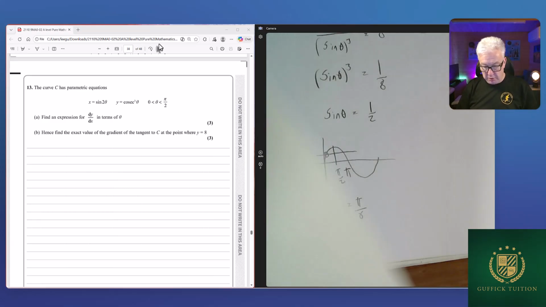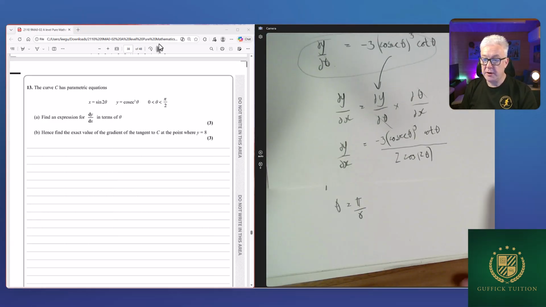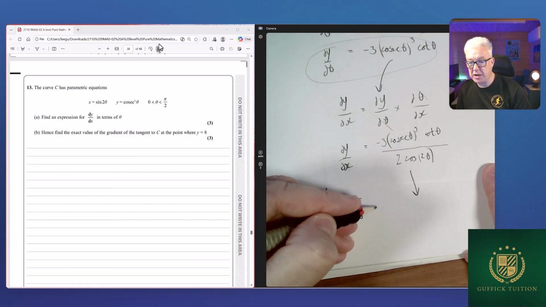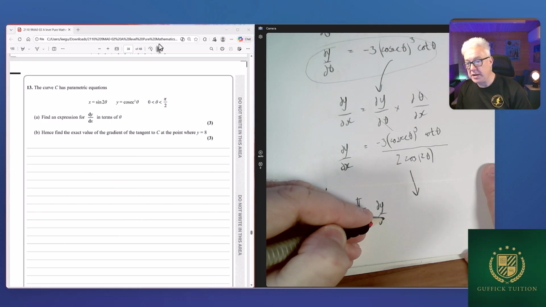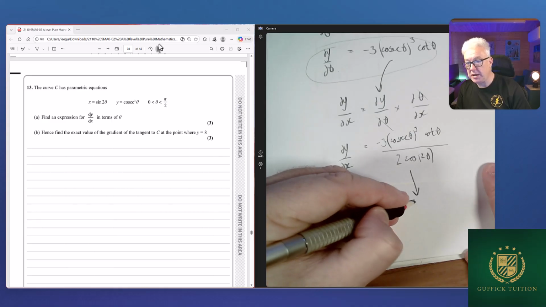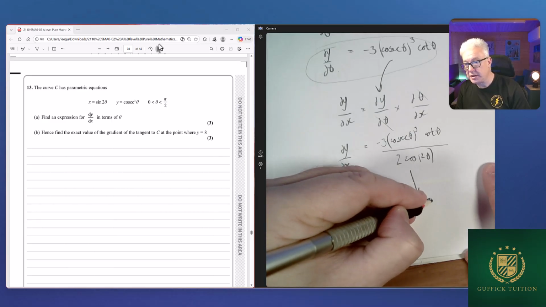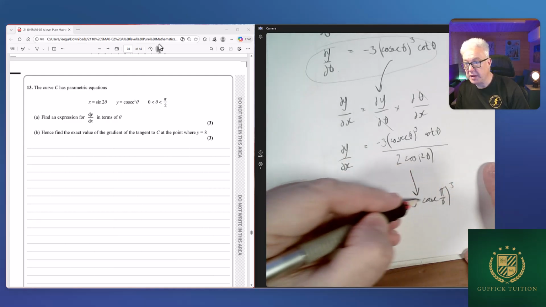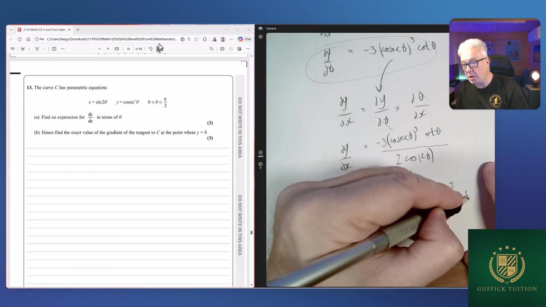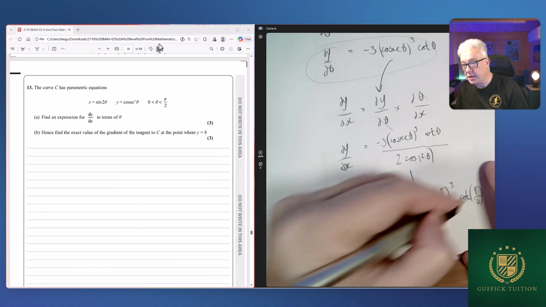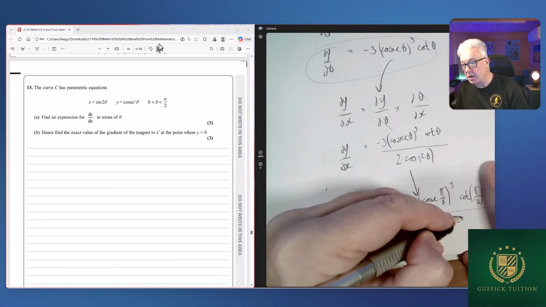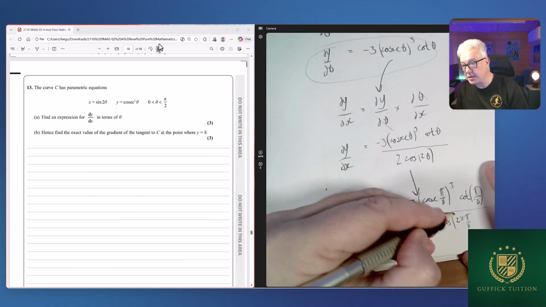So now that we know that theta is pi over 6, we can come back to our dy by dx expression and just sub in pi over 6. So dy by dx is going to equal minus 3 cosec pi over 6 all cubed times by cot of pi over 6 all over 2 times cos of 2 times pi over 6, like so.